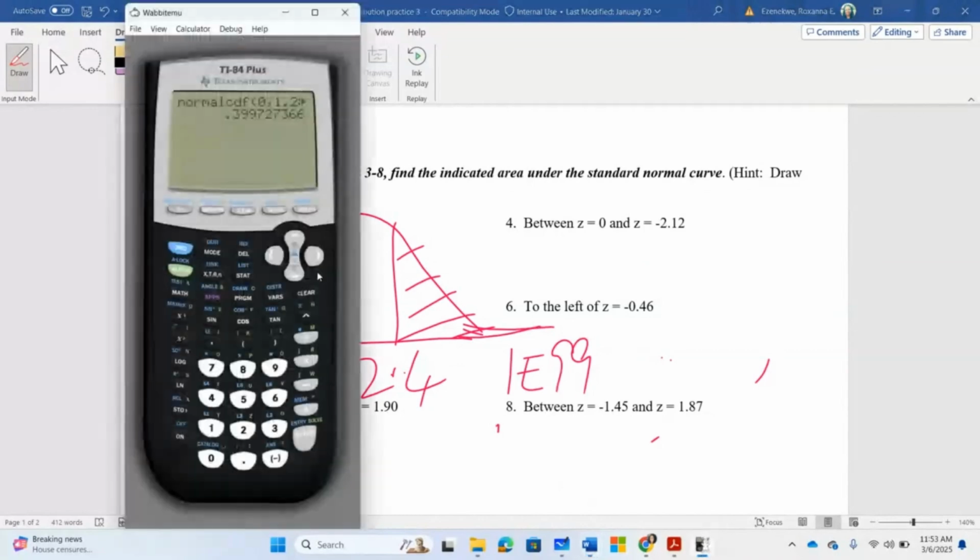How do I do that? I'll go to distribution again. Normal CDF because it's area under the normal curve. What is the smallest number? 2.4. What is the highest number? 1 E 99. The mean is 0, standard deviation is 1. So I'm going to calculate the area now. Yes, so the area is 0.0082 to 4 decimal places. 0.0082.